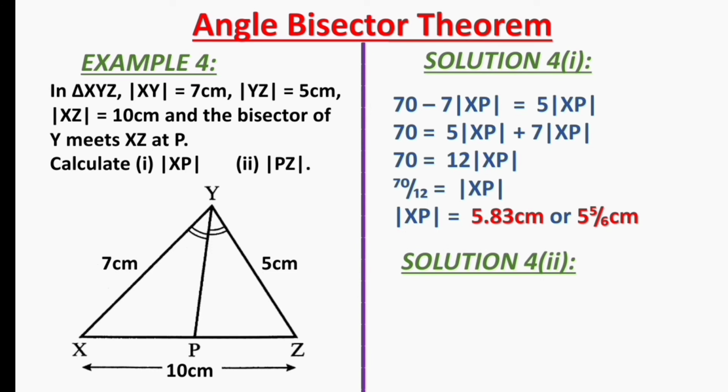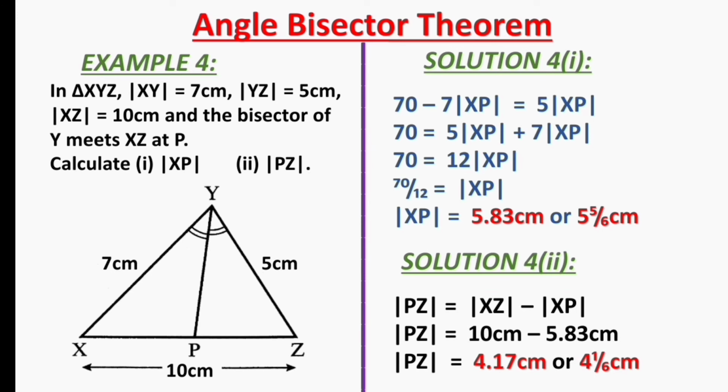For the solution to question 4, Roman figure 2, the value of PZ should be 4.17 centimeters or 4 whole number 1 over 6 centimeters. I hope you got this right again. All you have to do here is to use the equation PZ is equal to XZ minus XP, which should give you 10 centimeters for XZ minus 5.83 centimeters for XP. I hope the solution to question 4 is clear to you.